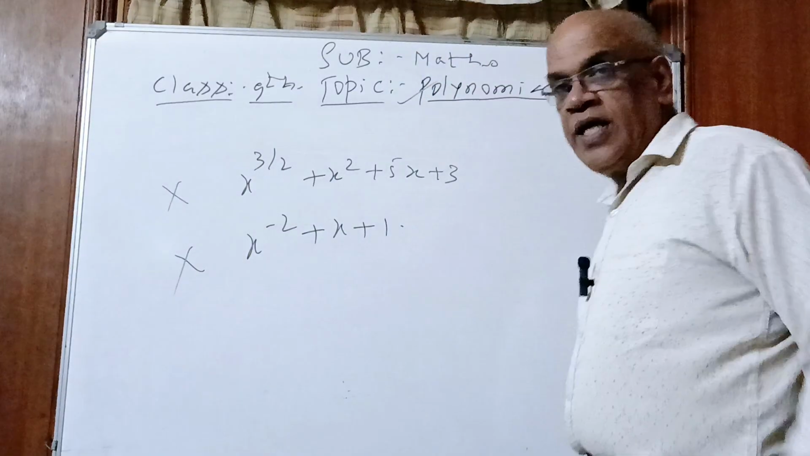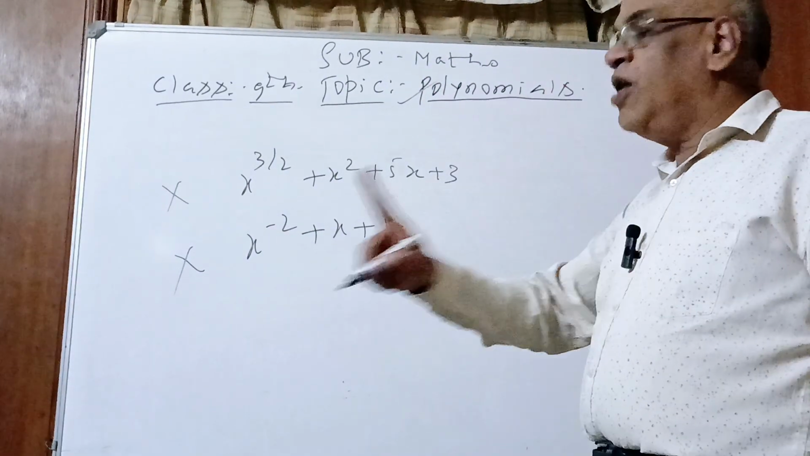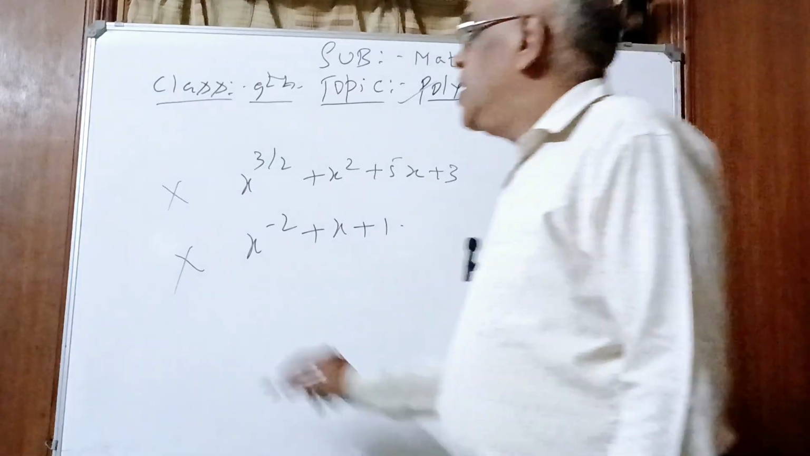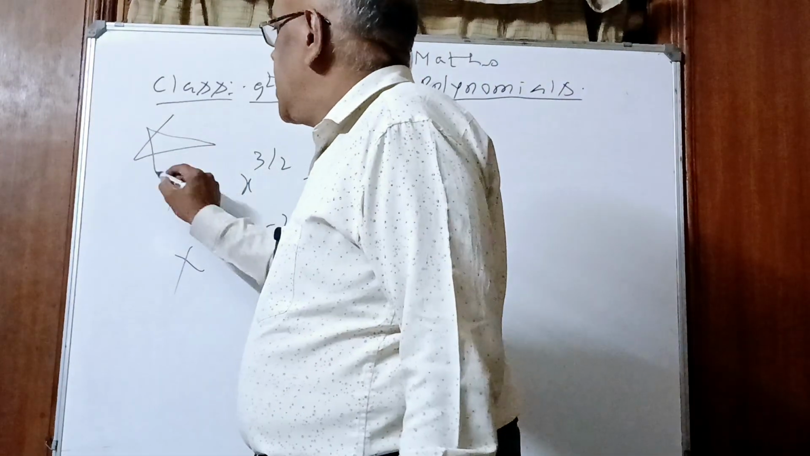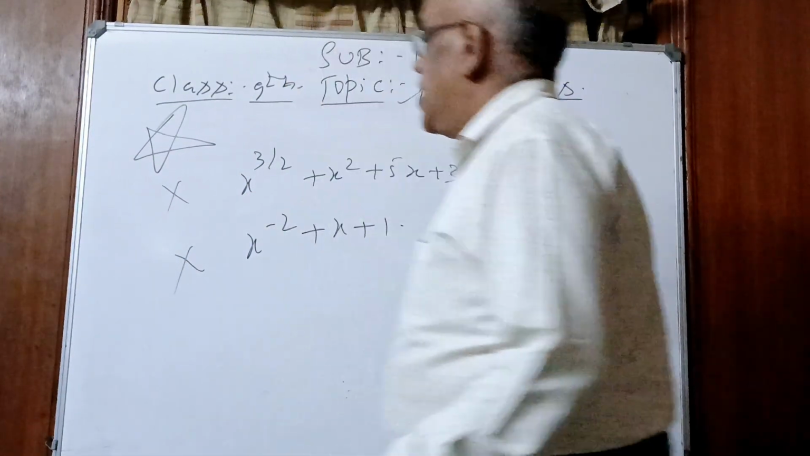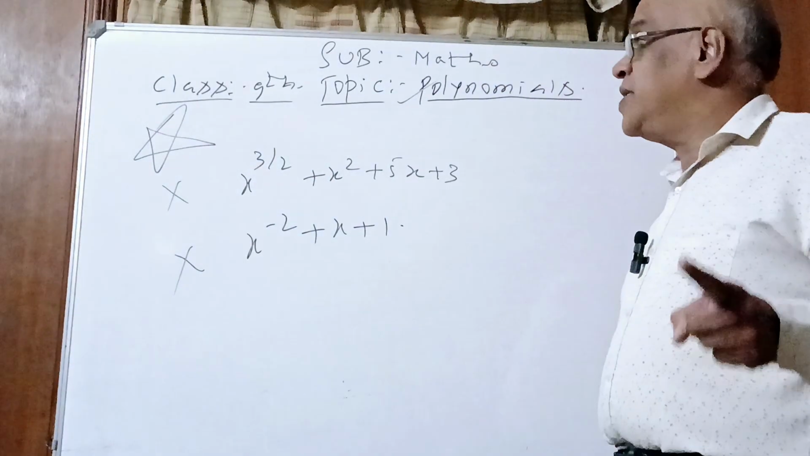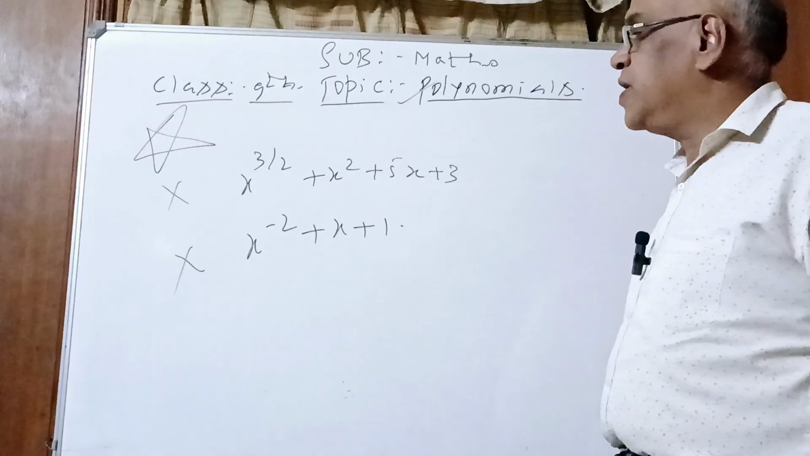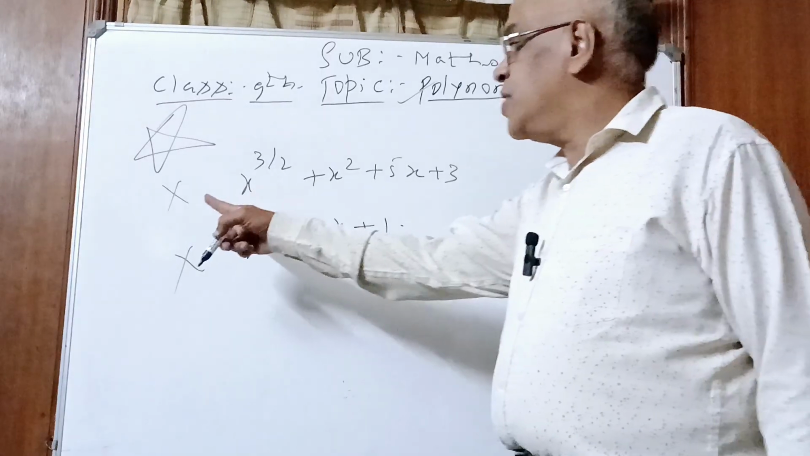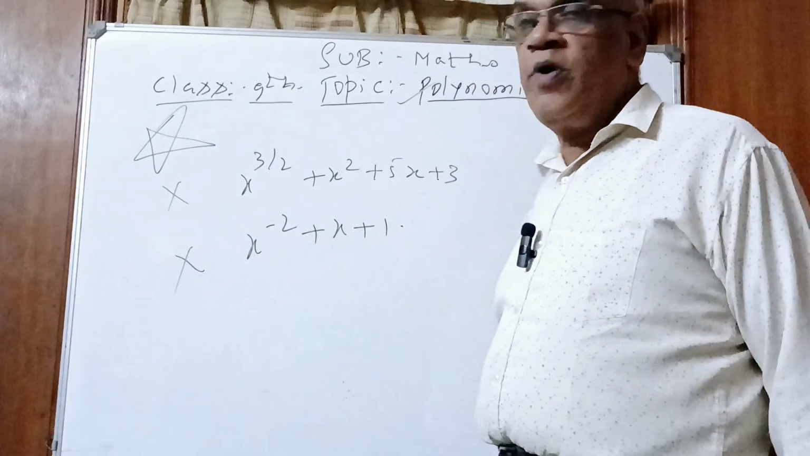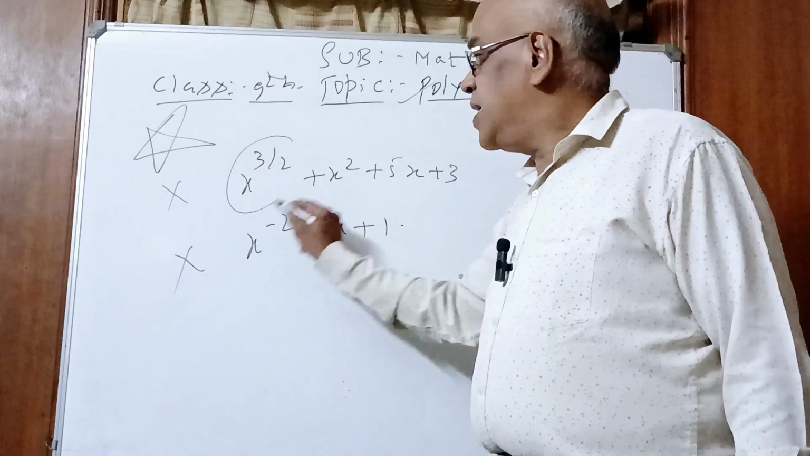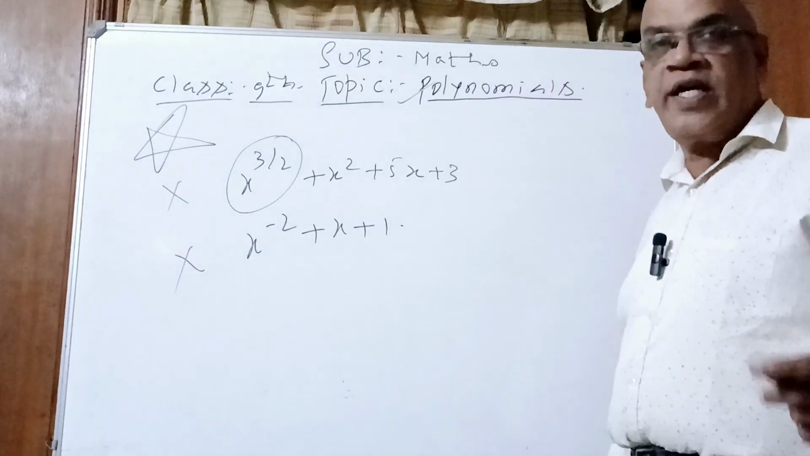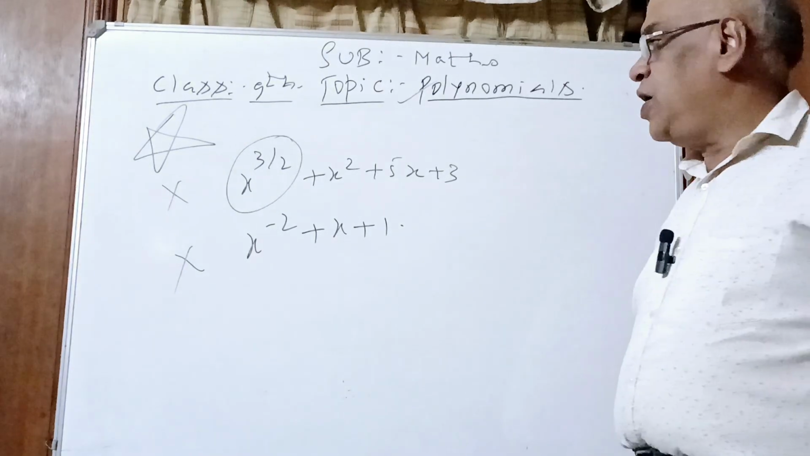Under two conditions, children, we say they are not polynomials. Very, very important. I'll put a star mark. Pause my video and get your concepts clear. You have to understand concepts, fundamentals or basics, then maths becomes easy. Why don't we call it a polynomial? I put a cross mark. Here the degree is 3 by 2, a fraction. When the power of the variable is a fraction, it is not a polynomial.